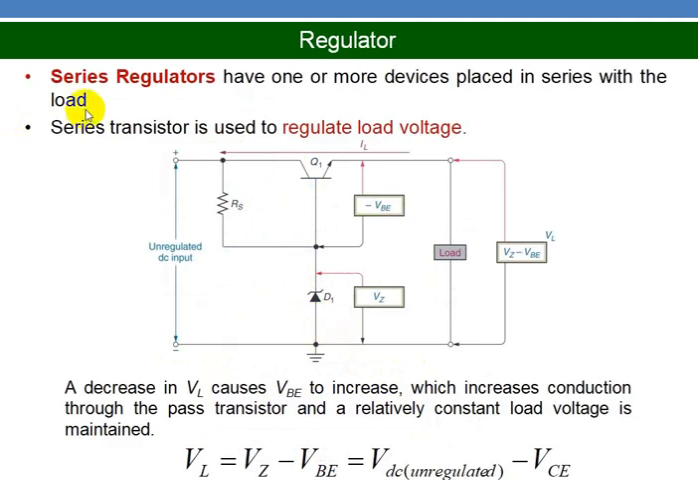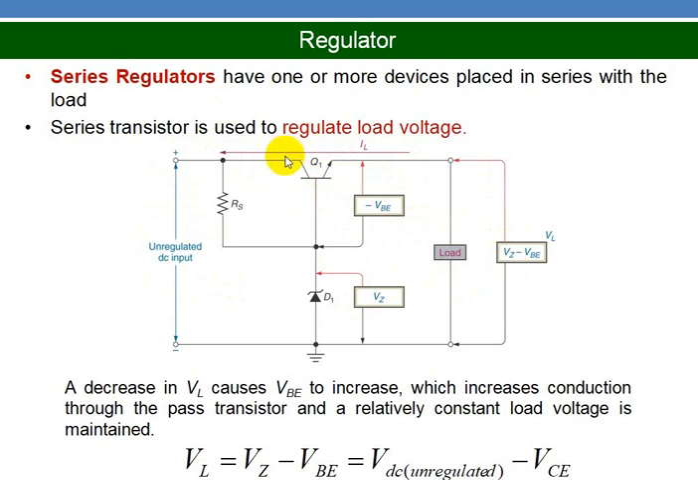Coming to the regulators, we need a regulator to regulate the output voltage. The output voltage will change due to change in the load resistance or due to change in the input voltage. In both cases, the regulator should give a constant output voltage. Here we have series and shunt regulators. This is a series regulator. In a series regulator, the control element is placed in series with the load.